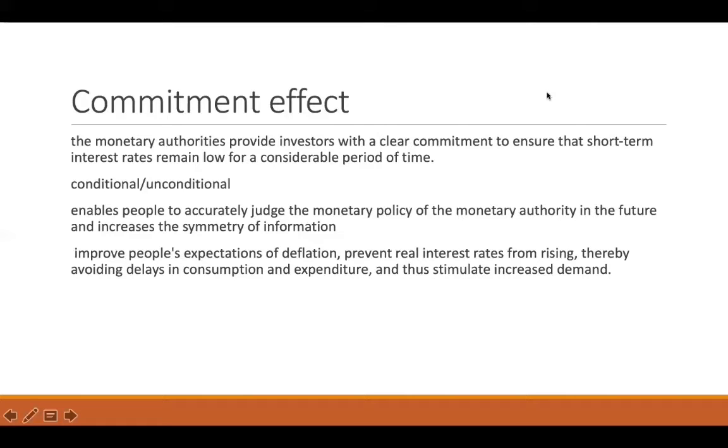Commitment effects means that the monetary authorities provide investors with a clear commitment to ensure that short-term interest rates remain low for a considerable period of time. Commitment effects are generally divided into 2 types: conditional commitment effects and unconditional commitment effects. From practical experience, it is usually a conditional commitment effect. That is, the monetary authority promises consumers and businesses that the monetary authority will not withdraw from loose monetary policy until it achieves a certain goal of economic recovery.